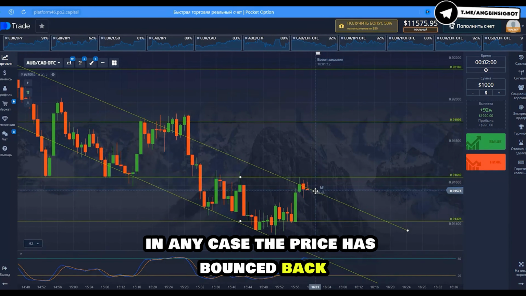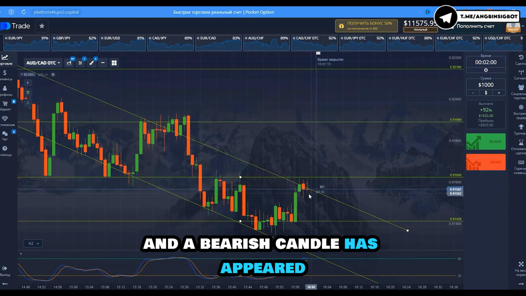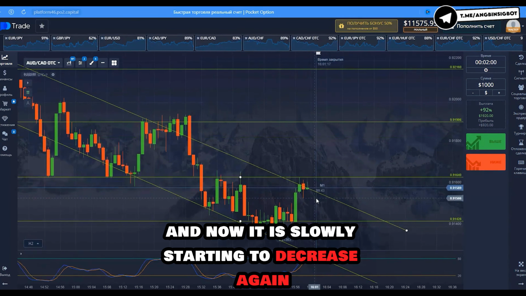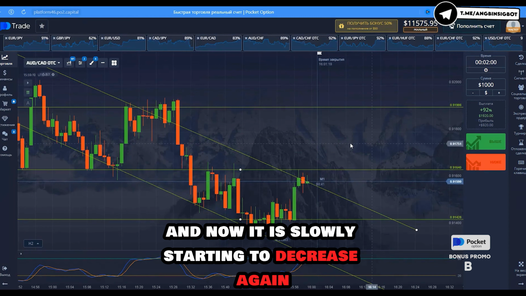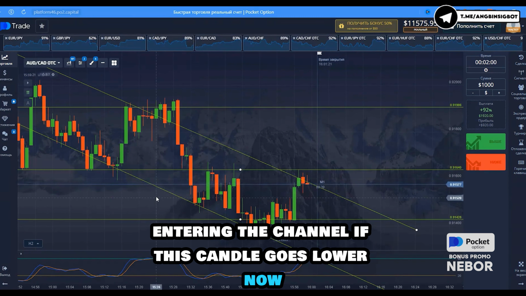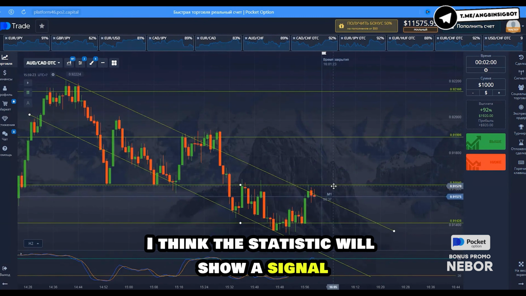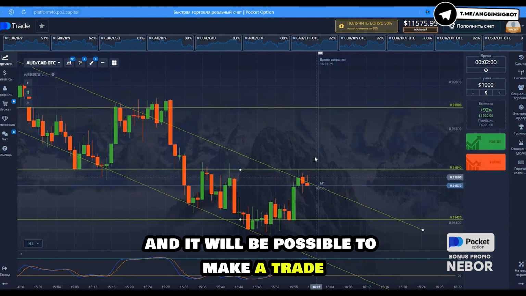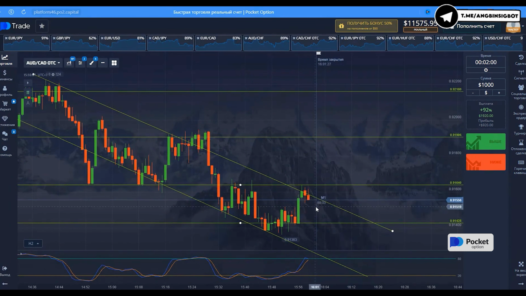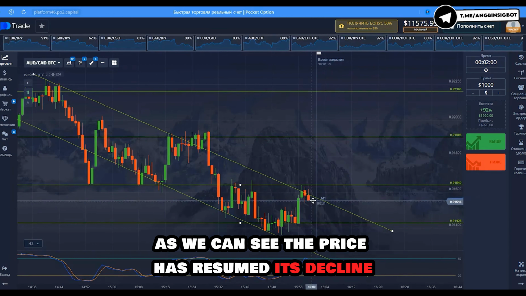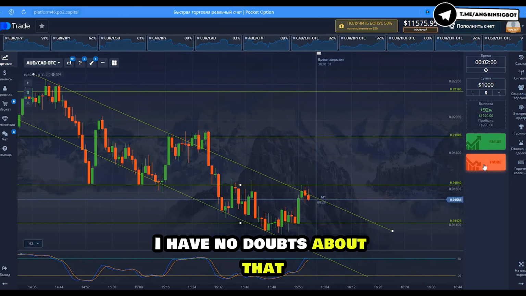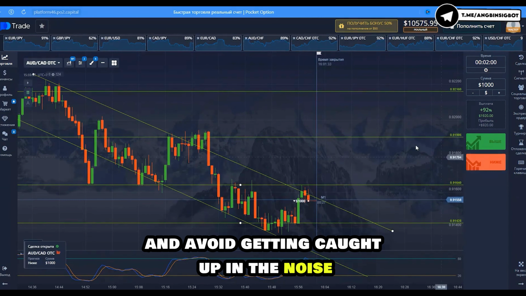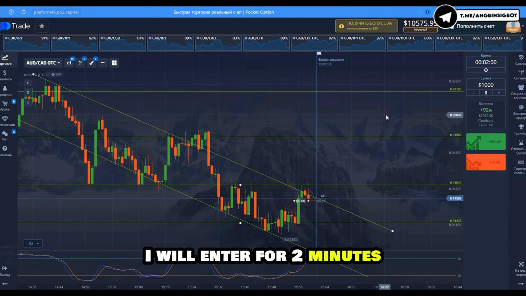In any case, the price has bounced back and a bearish candle has appeared, which is a positive sign. And now it is slowly starting to decrease again, entering the channel. If this candle goes lower now, I think the stochastic will show a signal and it will be possible to make a trade. As we can see, the price has resumed its decline. I have no doubts about that. However, just to be cautious and avoid getting caught up in the noise, I will enter for 2 minutes.